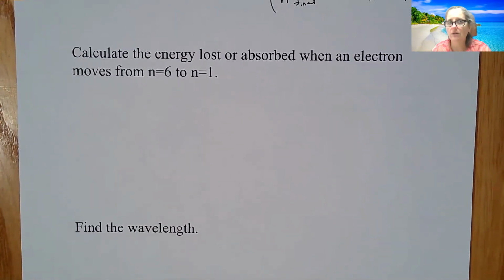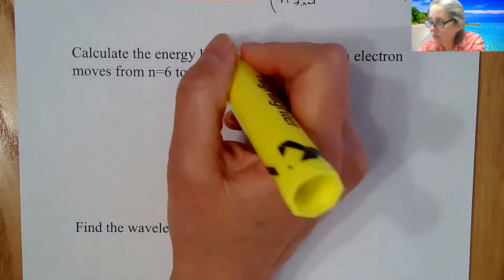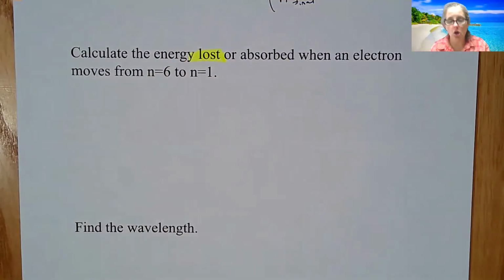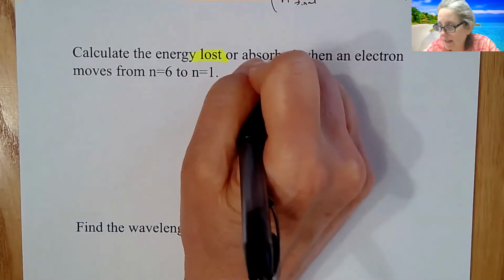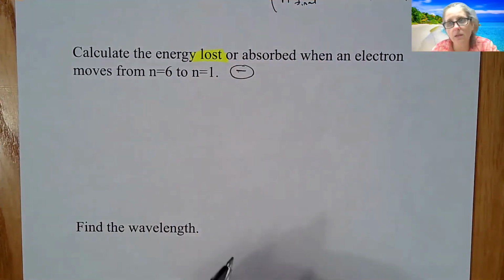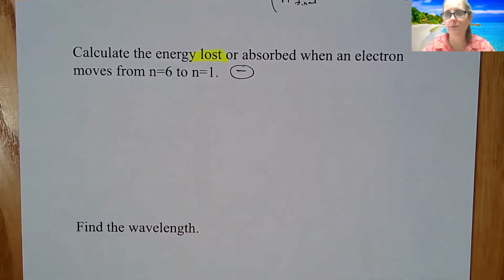Calculate the energy lost or absorbed when an electron moves from energy level 6 to energy level 1. So the first question I have is, is the energy going to be lost or absorbed? Okay, it's going from a higher energy state to a lower energy state. So that means the energy is going to be lost, okay? And if the energy is going to be lost, my final answer has to be a negative, to say that it's being lost. Similar to system versus surroundings that we talked about with thermo.